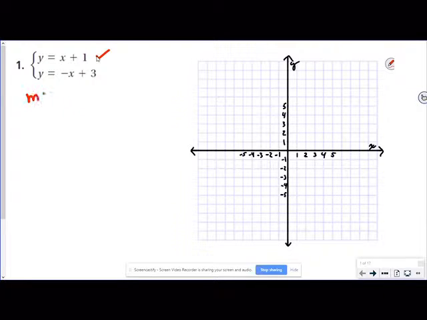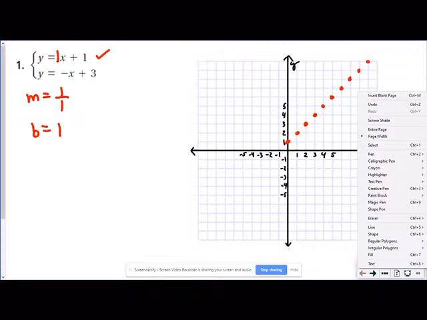So I'm going to have my m be 1 over 1. That's the number that's in front of x. I can always stick a 1 there if I need to. My beginning is going to be a 1. So I start at 1 and I move up 1 and over 1, to the right 1, I should say, all the way through the graph.